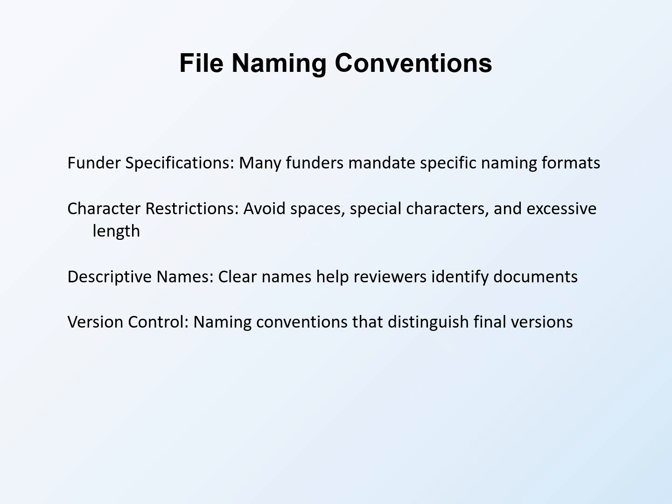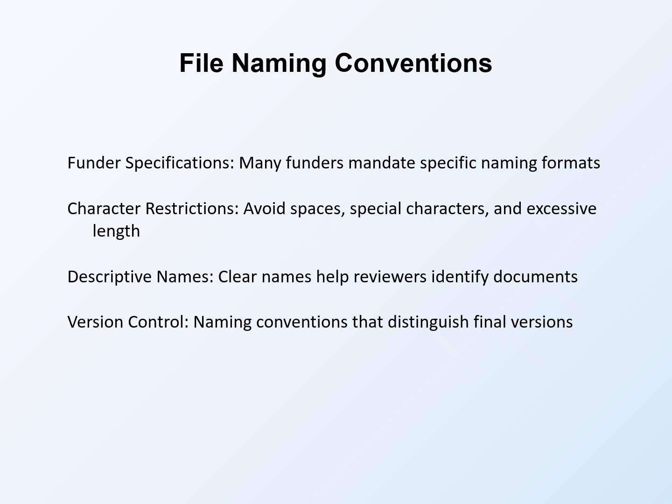Names like document1.pdf or final.pdf provide no useful information. Names like organization name underscore budget justification.pdf help reviewers locate specific documents easily. Version control naming conventions help you and your team distinguish final versions from drafts.